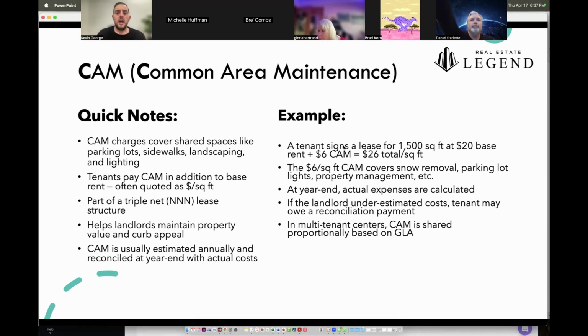So there's an example here: a tenant signs a lease, 1,500 square feet, $20 base plus $6 CAM. So it'll be $26 a square foot to rent out this space. That $6 is covering snow removal, parking lot lights, property management. And then again, at the end of the year, we're going to figure out if you underpaid or overpaid. And it is shared proportionally based on your gross lease area, which we'll talk about in just a little bit. But yeah, common area maintenance: snow, grass, lights, property management. That's what it is.